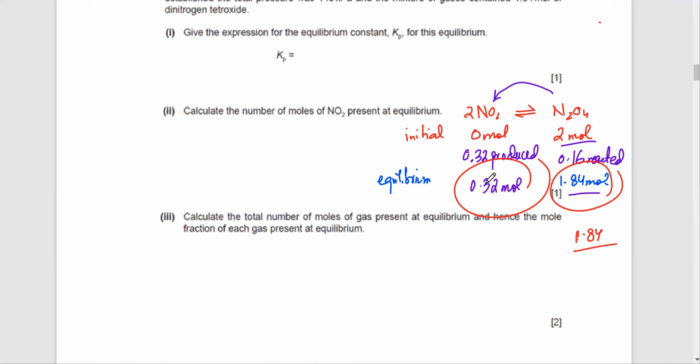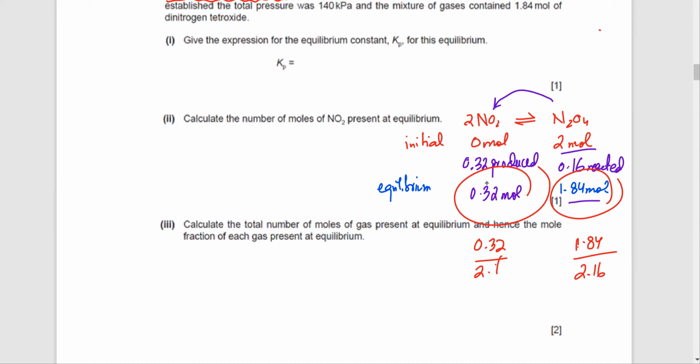If you do that, what do you get? 1.84 divided by what's 1.84 plus 0.32? That's 2.16. And this one is going to be 0.32 divided by the total moles, which is going to be 2.16 as well. Is this clear?